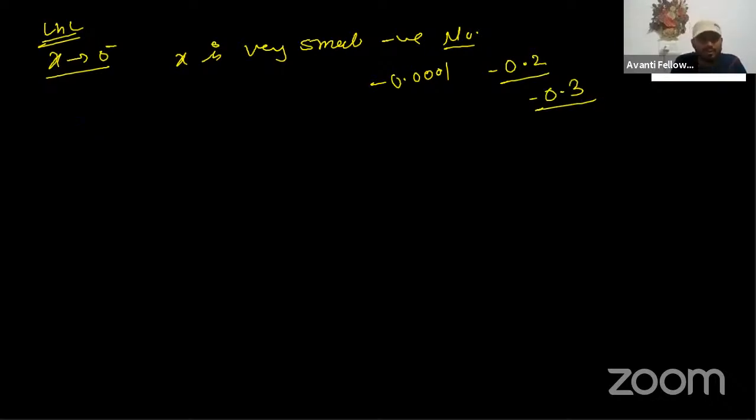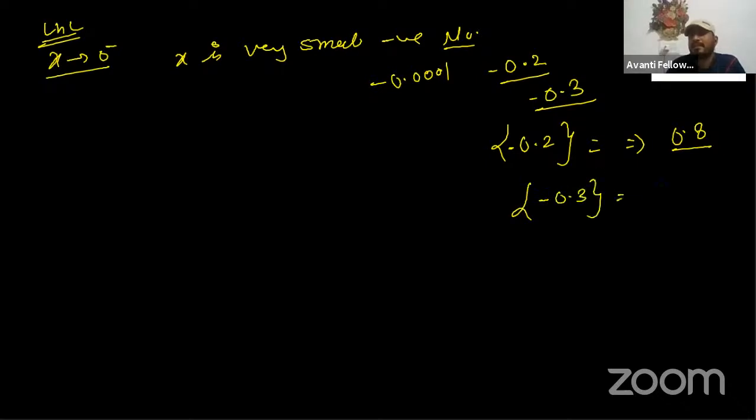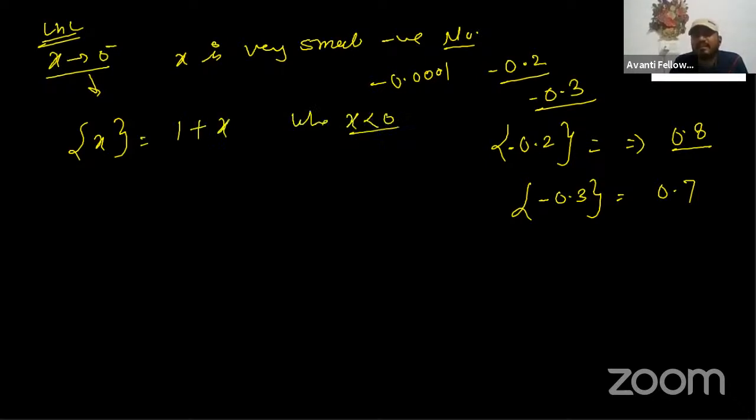-0.3. Can you tell me the fractional part? The fractional part of -0.2 comes out to be 0.8. The fractional part of -0.3 is nothing but 0.7. That means if you take the fractional value in this interval, where x is negative and very small, the fractional part will become 1 plus x. When x is less than 0, very small. Yes or no?